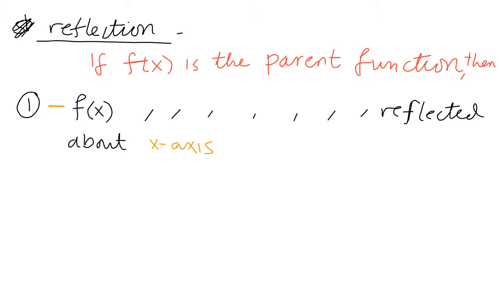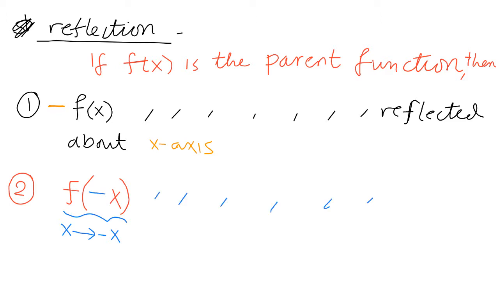I have to reflect a function about what? About y-axis. Multiply by minus, but inside the function, inside the parent function. So what does it mean? It means I have to replace x with minus x. If you replace x with minus x, this is the parent function reflected about y-axis.